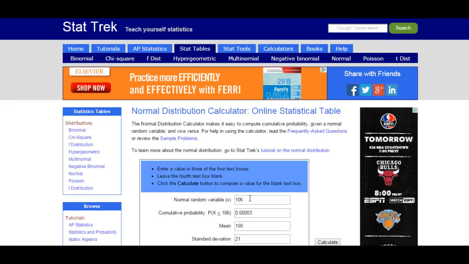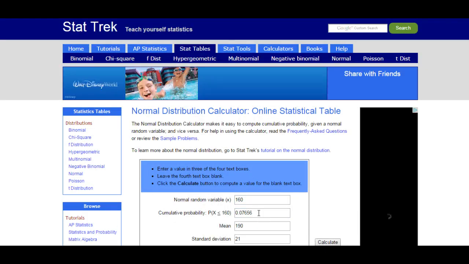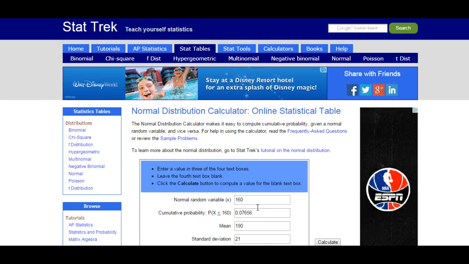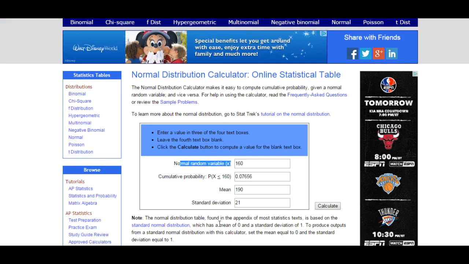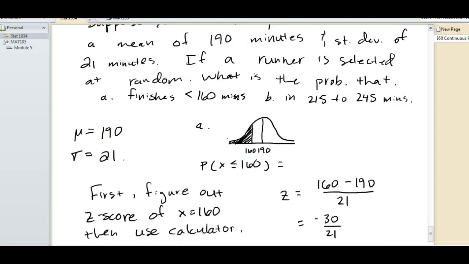160. So we want to know when the cumulative probability is less than 160. Right, and this is the right value. This is 0.07656. So you really got to pay attention to whether you have the normal random variable or the other one. Okay, so let's go back to the notebook.